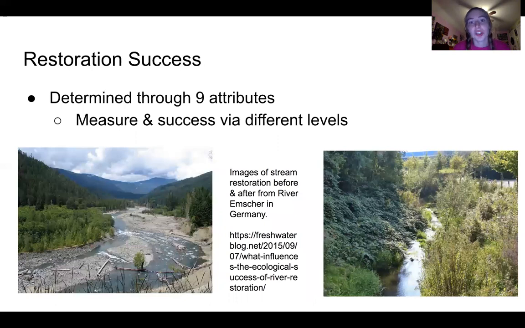Restoration success is determined through the 9 attributes. By having different levels of success with those attributes, you can get a well-rounded restoration and figure out if it was successful or not. Here are images of stream restoration before on the left-hand side and after of the Emscher River in Germany. Once again, you can see lots of vegetation was added to make it more natural. Some of the meanders were taken out, different things like that.